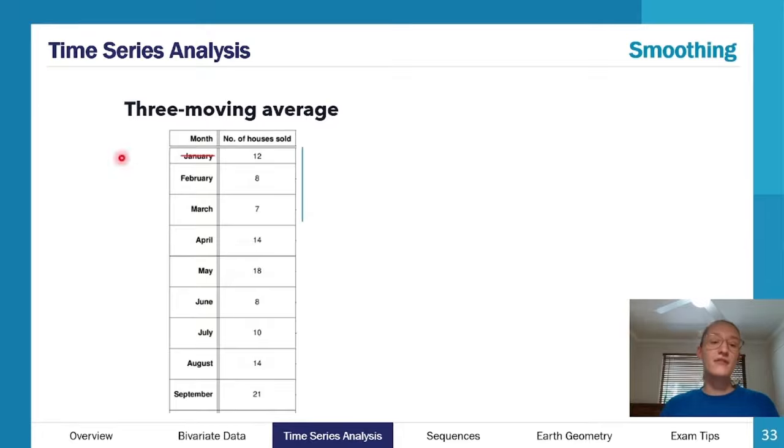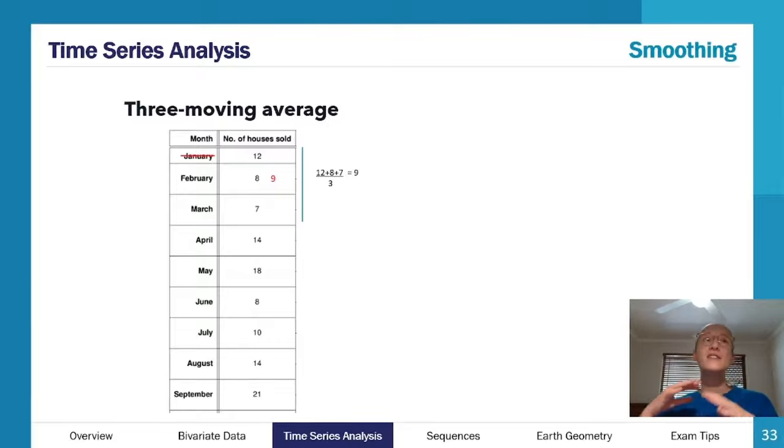So to get the 3 mean smoothed point for February, like we said before, we take the point for February, which is 8, and the point to the left, or the point before, and the point to the right, or the point after. So to get the averaged point for February, we're averaging the values for January, February, and March, which is 12, 8, and 7. You add all of those together and divide them by 3, which gives us 27 divided by 3, which is 9, which gives us our 3 mean smoothed value for February.